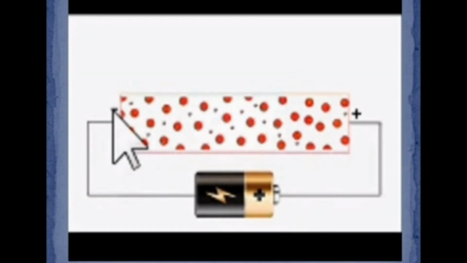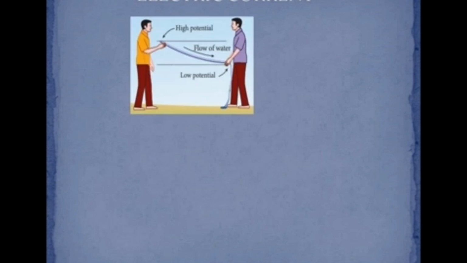Here the electrons enter at one end and conduct the energy to the other end. In electric current, charges flow from the higher potential to the lower potential. See the picture: water flows from a higher height to a lower height.